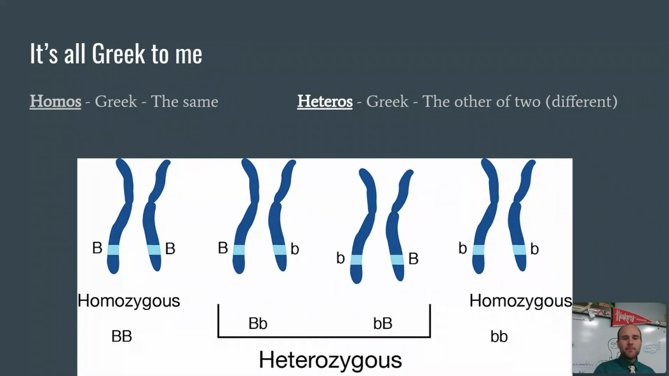So some terms you may not be familiar with when we're talking about how these alleles match up. Homozygous means they're going to be the same. So we have homozygous dominant or homozygous recessive. And heterozygous means they're mixed up. So if you have a dominant and a recessive, that's going to be heterozygous. And that comes from the Greek homos and heteros.